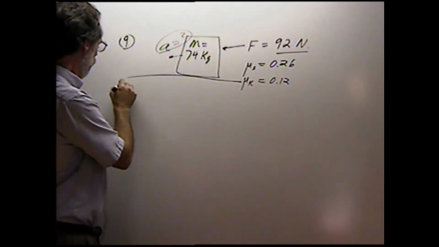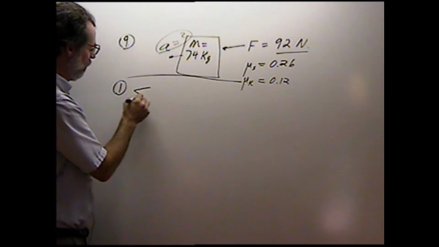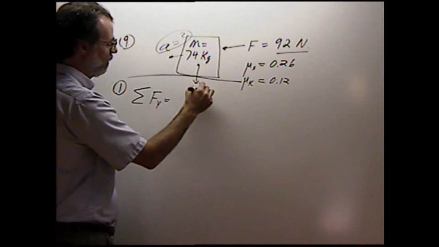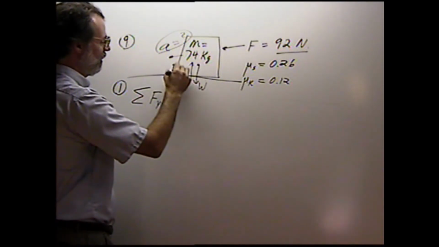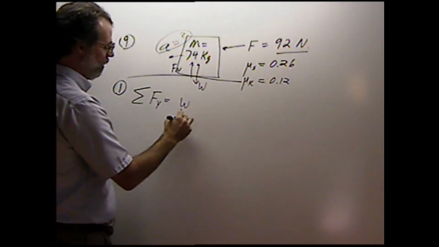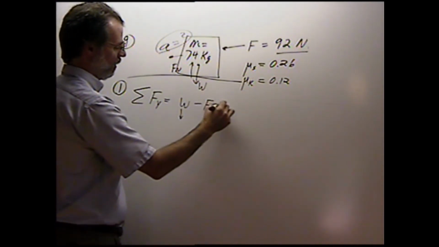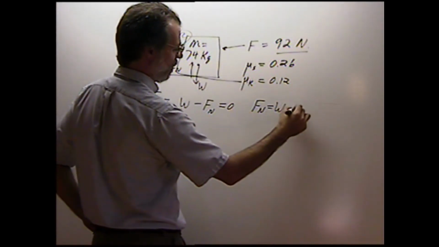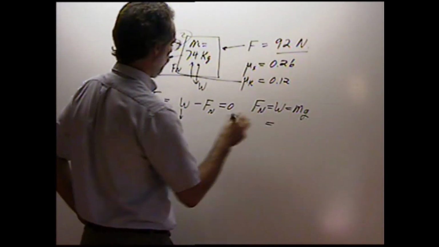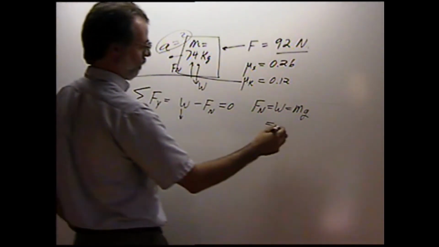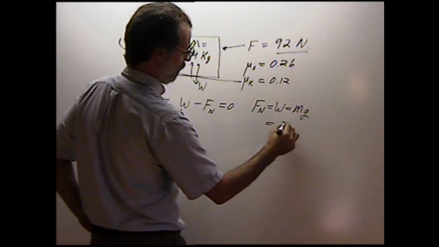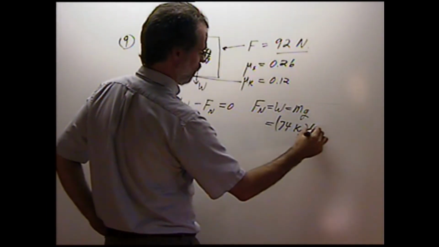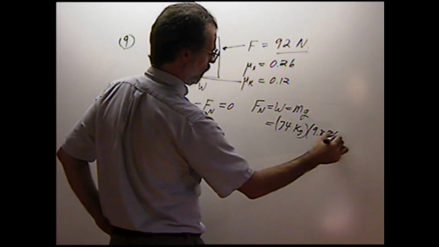Okay, well, number 1, the first step is to look at the sum of forces in the y direction. We have the weight acting down, the normal force acting up. The weight is opposite the normal force, which means that the normal force is equal to the weight, which is the mass times gravity, which is 74 kilograms times 9.8 meters per second squared.